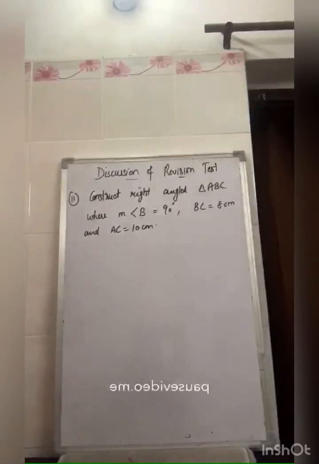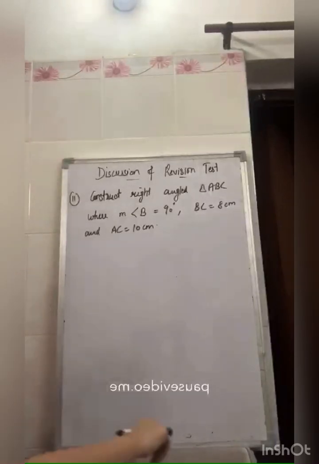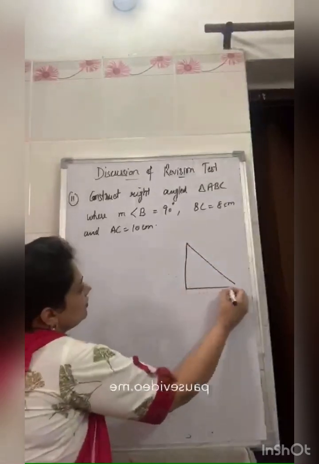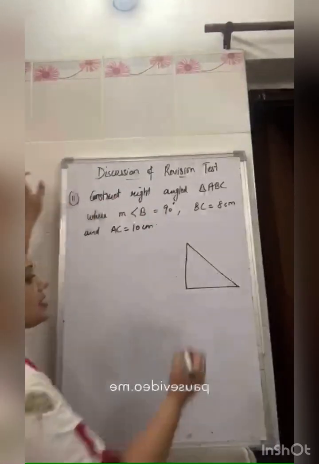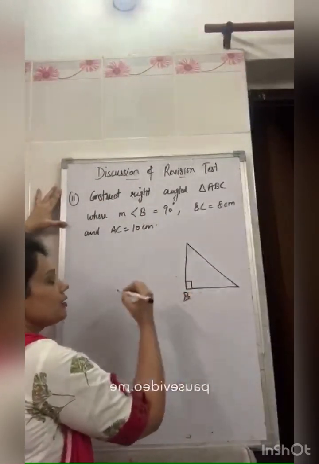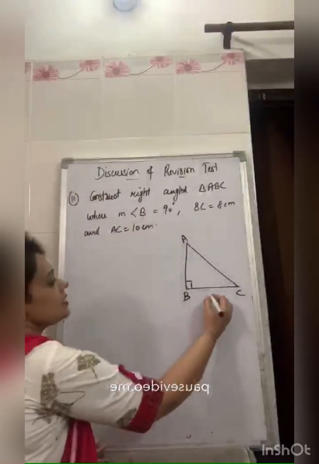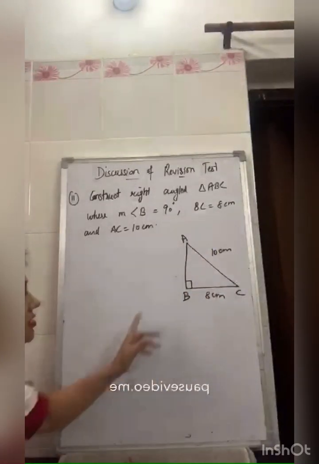See the next question, number 11. This question is from practical geometry. Construct right angle triangle ABC where measure of angle B is 90 degrees, BC is 8 cm and AC is 10 cm. Now students, for this first of all you have to make the rough figure. Right angle triangle in which measure of angle B is 90 degrees. It means 90 degrees will be at point B. A, B, C. BC is 8 cm and AC is 10 cm. So now this is the rough figure.